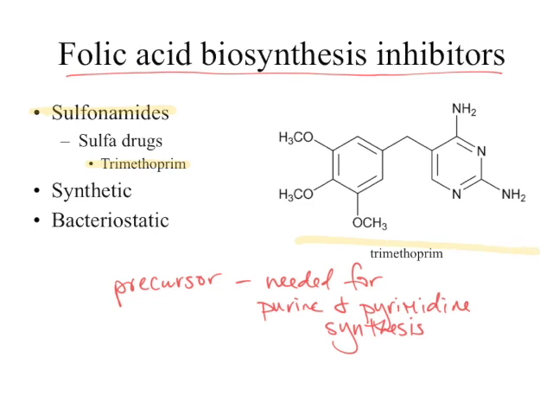Unlike most other antibiotics, these are completely synthetic, so they've only been generated in a lab. They don't come from any natural source, completely synthetic molecules. And they are, again, bacteriostatic. They will inhibit growth, but they don't directly kill the bacterial cell. But they are still very, very effective at treating certain types of infections.